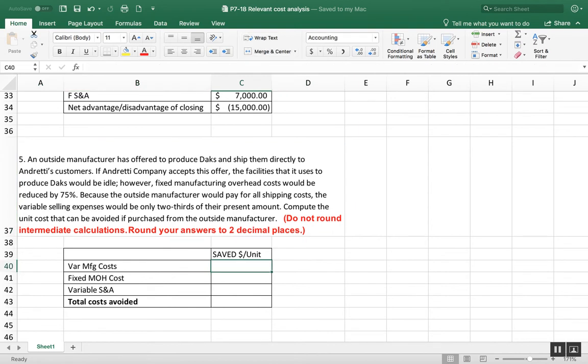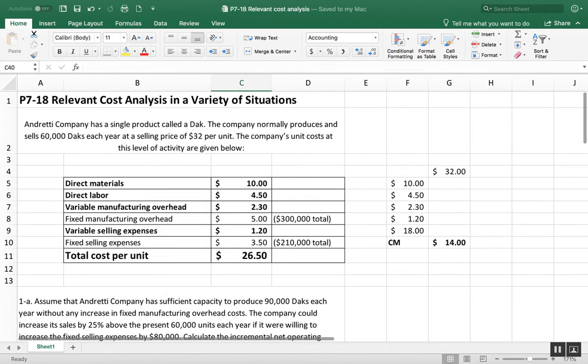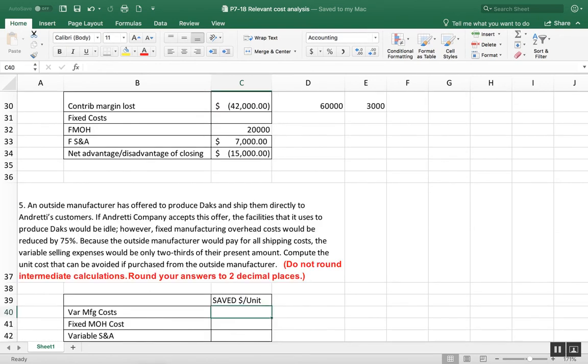So let's see what we're going to save. Well, we're going to save because, again, somebody else is going to produce it for us, so we're going to save on the variable manufacturing overhead. How much was that? Well, let's look back up on the problem. So that would be the $10. We don't have to pay for direct materials or direct labor or variable manufacturing overhead. So that's 10 plus 450, $10 plus 450 plus $2.30. That's $16.80 that I'll be saving. I'm going to go ahead and put in that $16.80 that I'll be saving because I don't have to manufacture it myself.